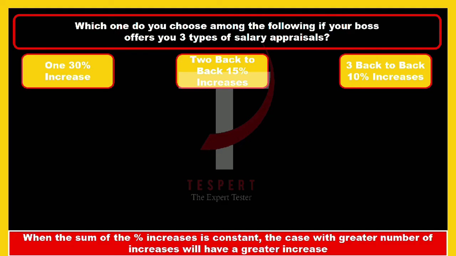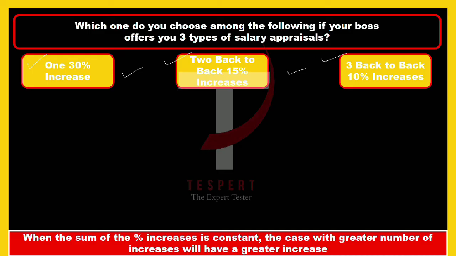Which one do you choose among the following if your boss offers you three types of salary appraisals? The first one is a one time 30% increase. The second one is two back to back 15% increases, and the third is three back to back 10% increases. Which one do you choose? Just think about it, pause the video and think.